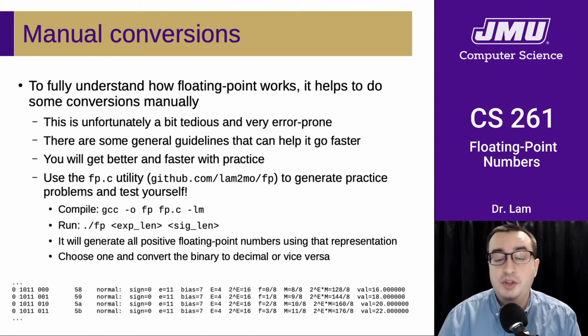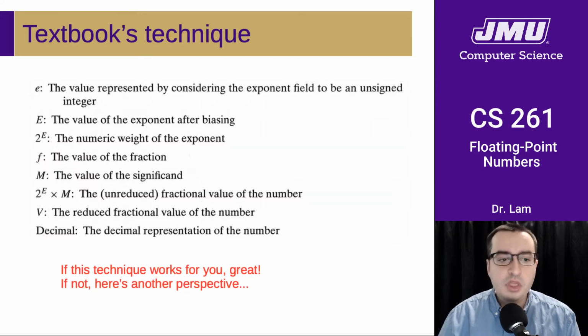And so it'll give us this gigantic dump of output, and then you can go through and randomly pick one that you want to test yourself with, and then either start on the left-hand side with the binary and convert that to the decimal value that's being represented, or start with the decimal value on the right and convert that into the encoded floating point value in binary. The textbook's technique for this involves a bunch of intermediate quantities, and if that technique works for you, that's great. Please feel free to just use that technique. You should take a look at that in the textbook.